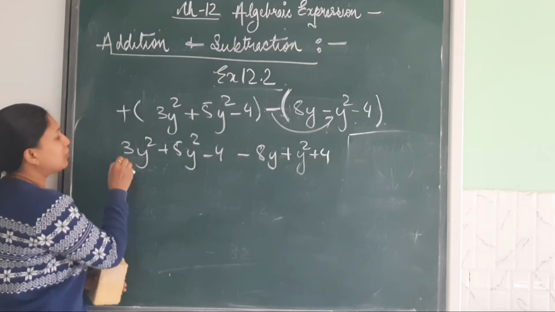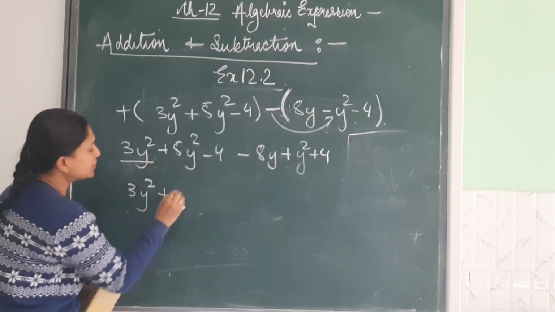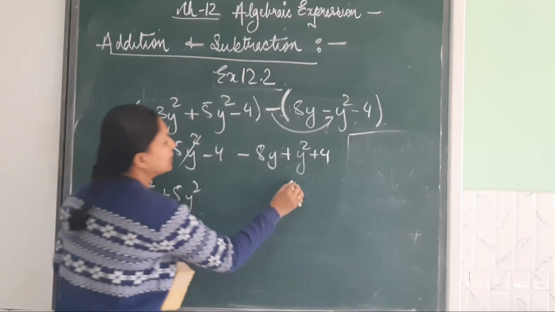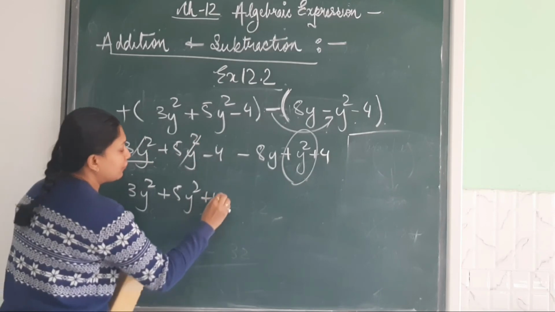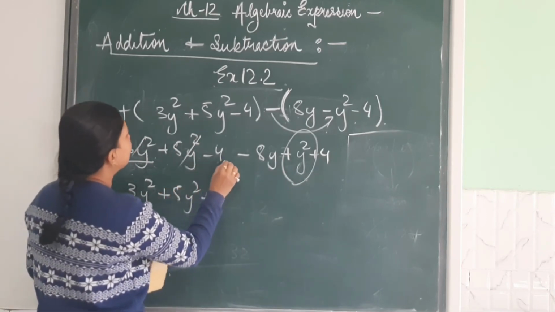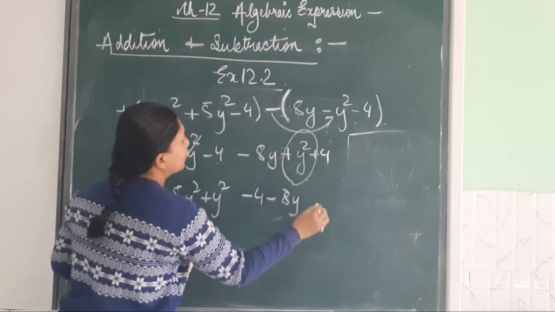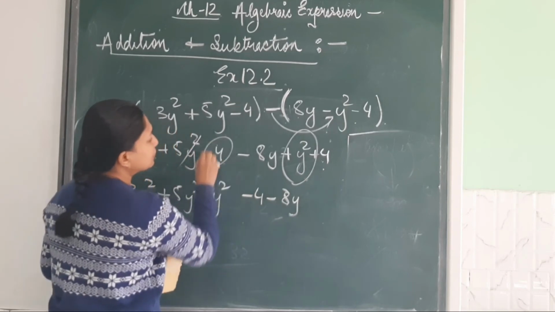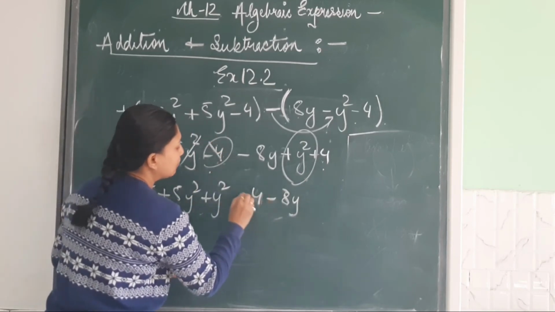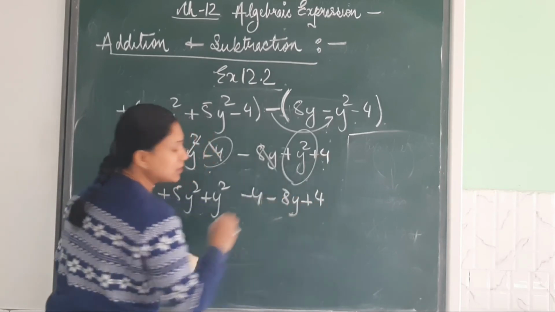Now let's take y square. We have 3y square plus y square. Okay, y square. Anything else? Yes, we have here also y square. Correct. Now what are we left with? We are left with minus 4 and minus 8y. And we also have here, see, minus 4. Sorry, whichever you write, you cancel that. Minus 4, minus 8y and plus 4.